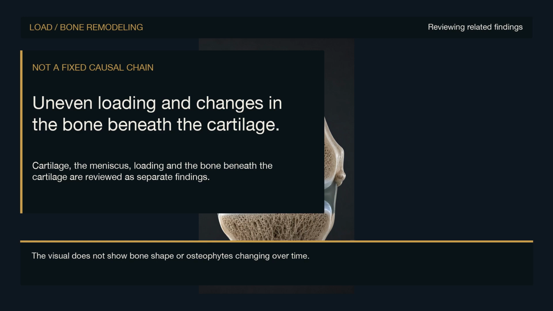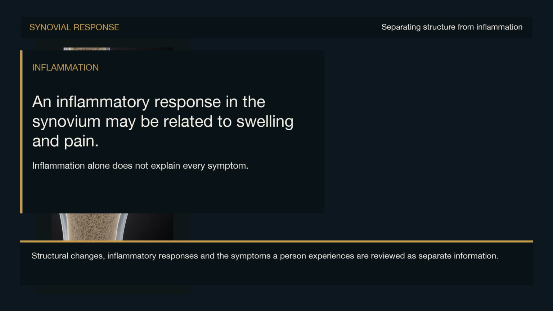Next is the inflammatory response. An inflammatory response in the synovium may be related to swelling and pain. Synovial inflammation and remodeling of the bone beneath the cartilage are considered separately. Inflammation does not explain every symptom. Structural findings, inflammatory responses, and the symptoms a person experiences are reviewed as different pieces of information rather than grouped under one label. So what is the purpose of a joint injection?